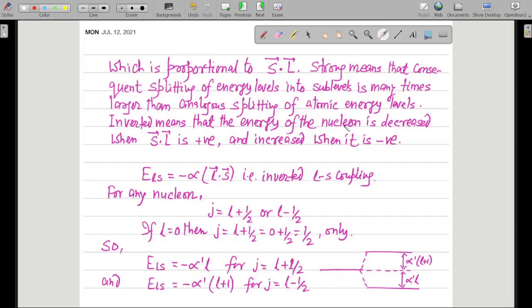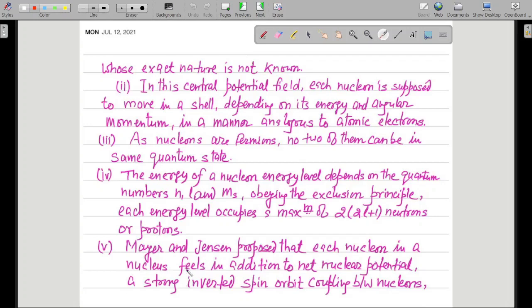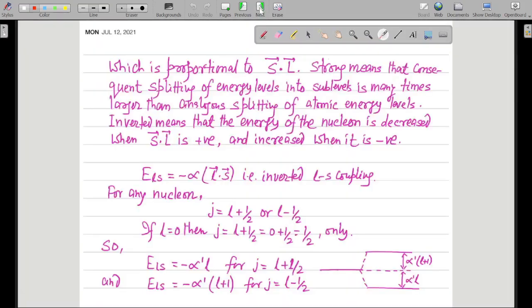Inverted means that the energy of the nucleon is decreased when S dot L is positive. That is why it is being called inverted spin orbit coupling. We have written here strong inverted spin orbit coupling. Strong, I have already told you the meaning of. Now inverted spin orbit coupling, what does it mean?